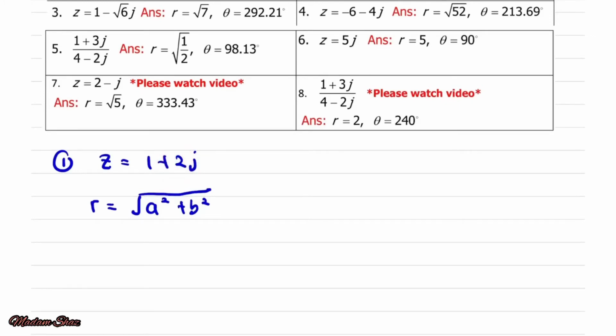So therefore, r is equal to square root of 1 square plus 2 square. So 1 square plus 2 square is equal to 5. So square root of 5.